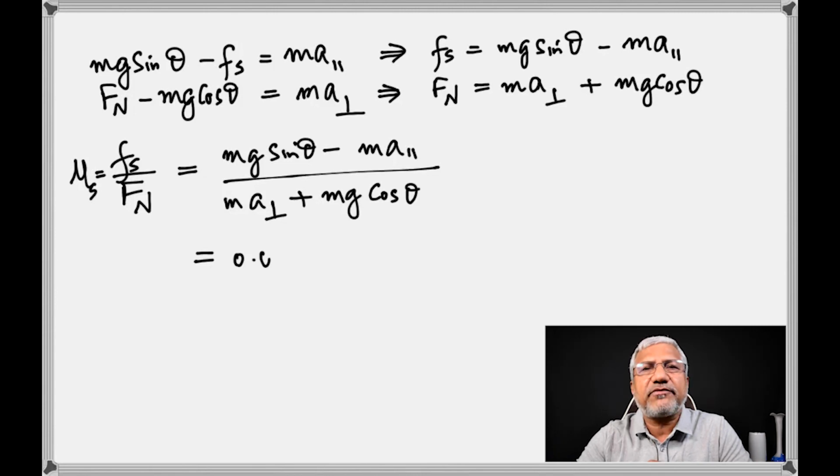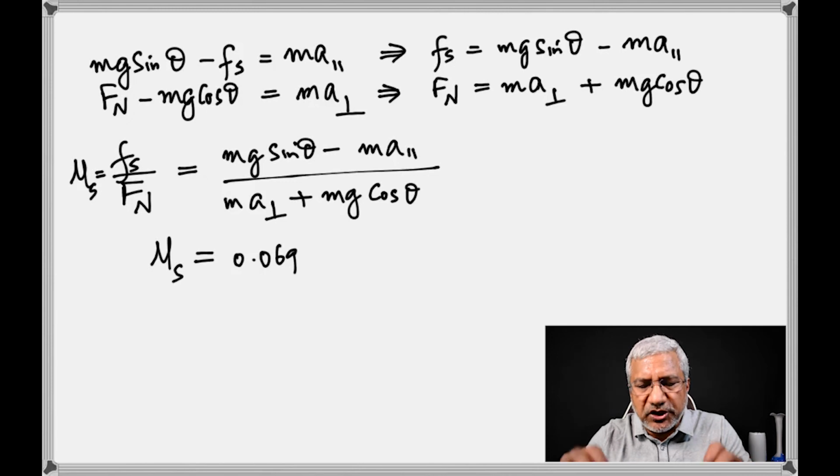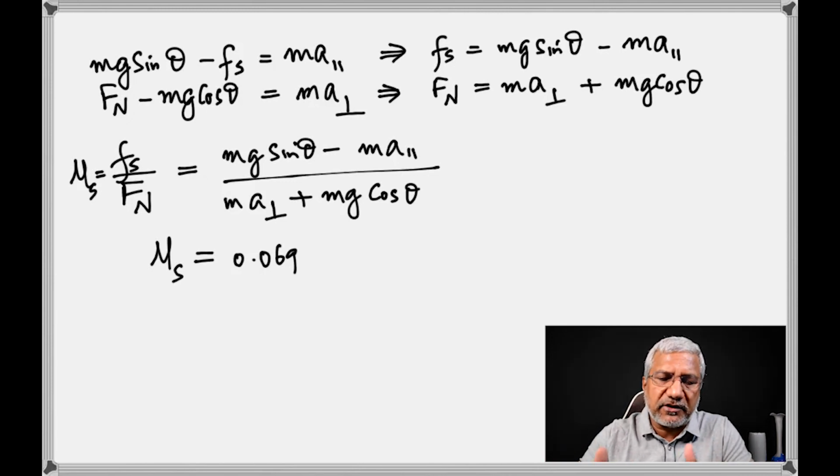And then all we have to do is substitute the values of mass, g, theta, and A parallel and A perpendicular. I have not done those. When you substitute all those values, you will get the minimum coefficient of friction as 0.069. And that's how we do this problem.